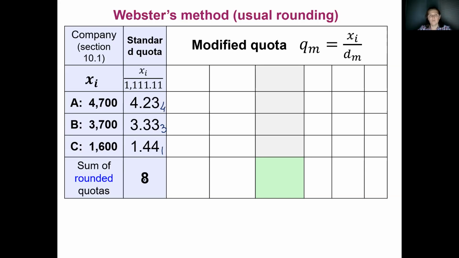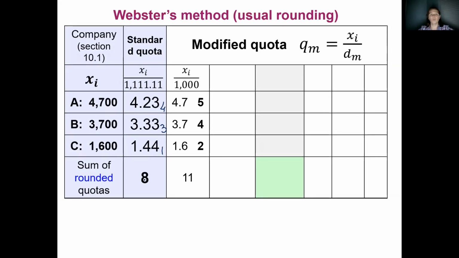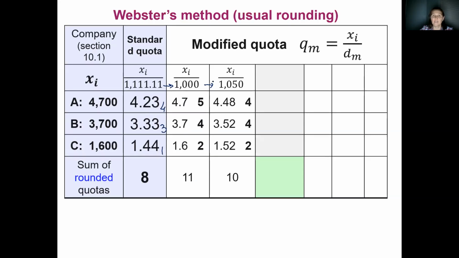So we must modify the quota, and we want to get a greater number. So the divisor must be a little bit smaller, and instead of 1111, we take 1000. Then the quotas will be 4.7, 3.7, 1.6. 4.7 is rounded up to 5, 3.7 is approximately 4, and 1.6 is approximately 2. 5 plus 4 plus 2 is 11. This is greater than needed. So we will increase the standard divisor.